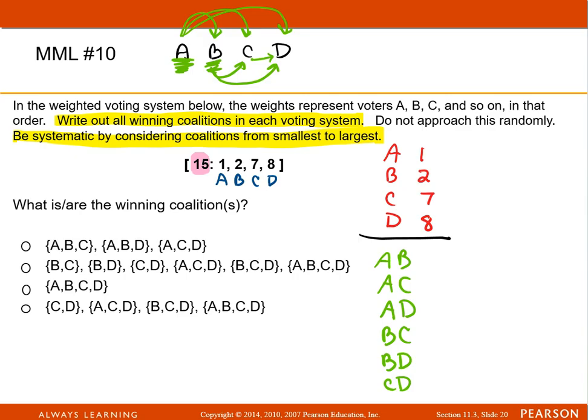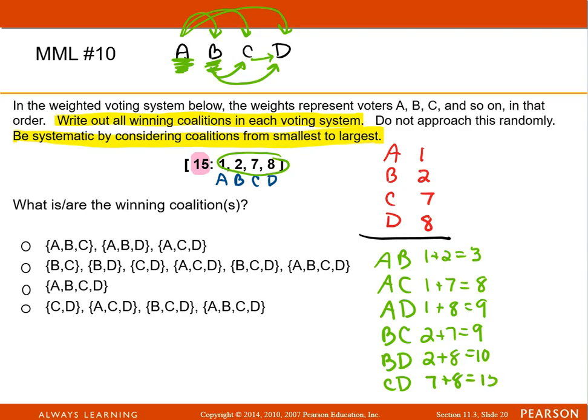Now A is 1 and B is 2, so 1 plus 2 equals only 3. That's not a winner. A and C is 1 plus 7, which is 8. That's not a winner. A with D, A is 1, D is 8. And again, I'm looking up here at the numbers. 1 and 8 is 9. That's not a winner. B is 2, C is 7. That adds up to 9. Not a winner. B and D, B is 2, D is 8. That only adds up to 10. That's not a winner.